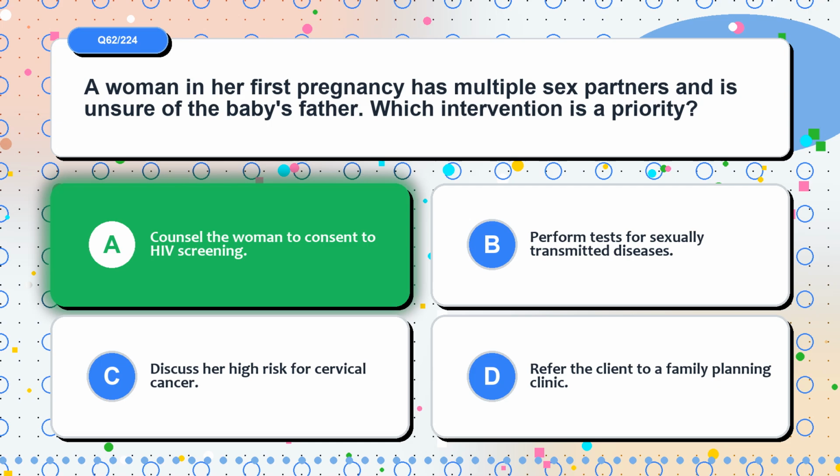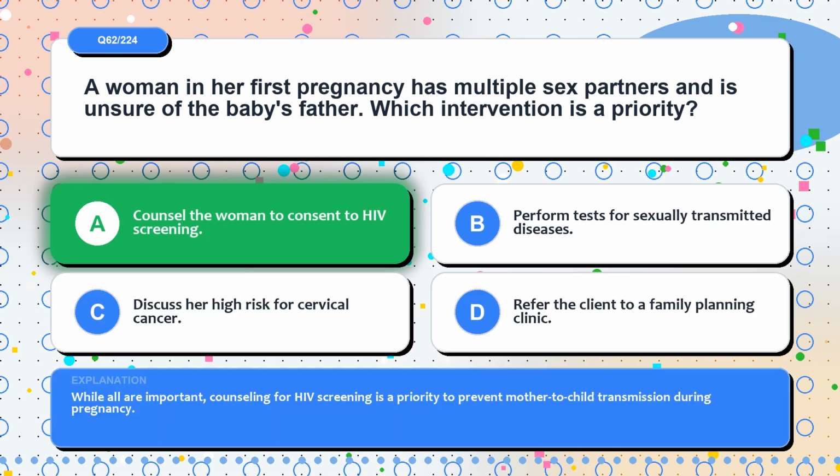The correct answer is option A. Counsel the woman to consent to HIV screening. While all are important, counseling for HIV screening is a priority to prevent mother-to-child transmission during pregnancy.